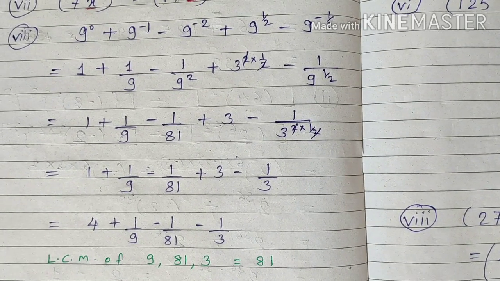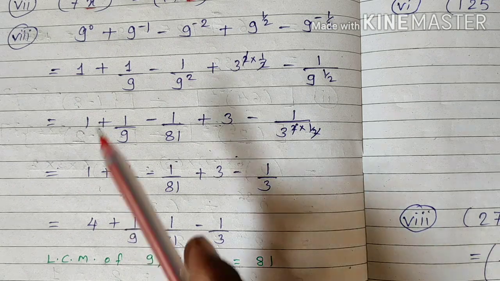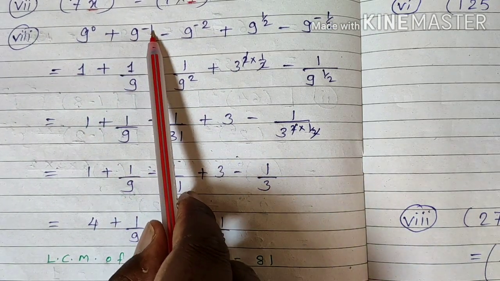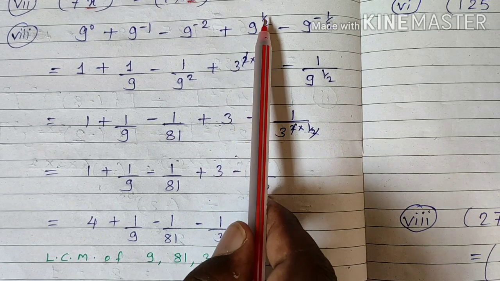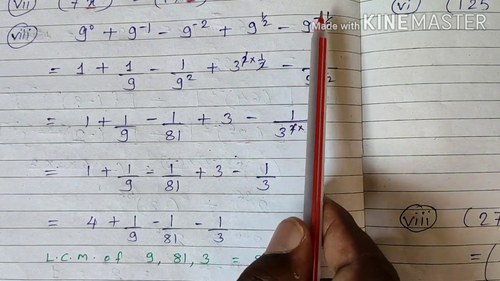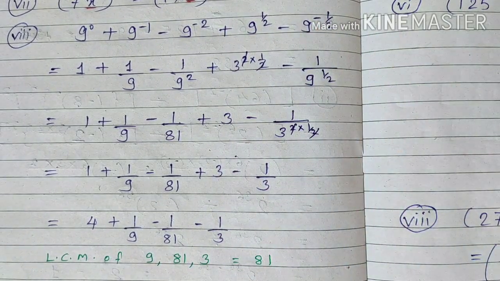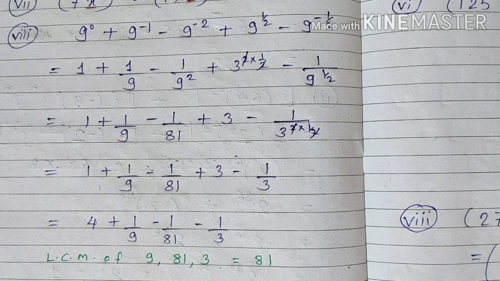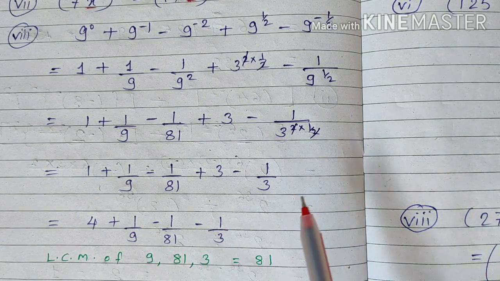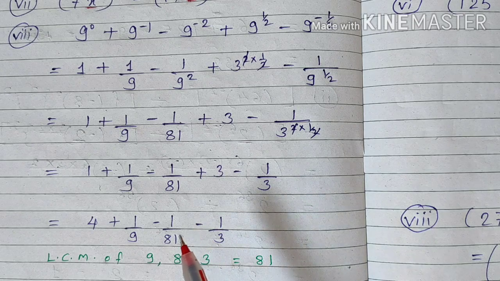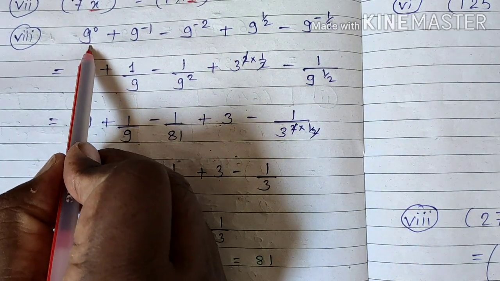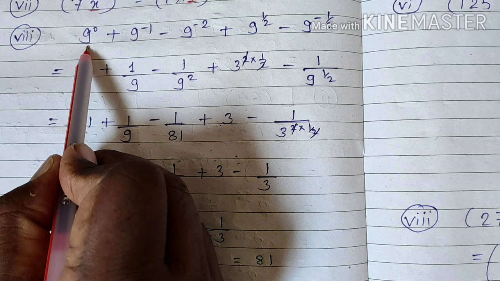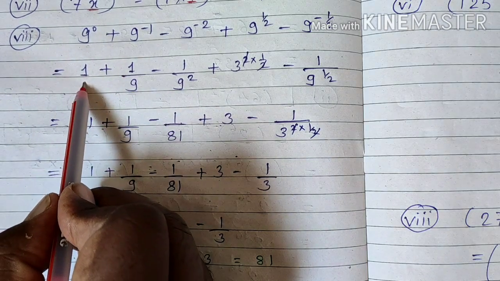Next is the 8th one. 9 raised to 0 plus 9 raised to minus 1 minus 9 raised to minus 2 plus 9 raised to 1 by 2 minus 9 raised to minus 1 by 2. Okay. So in this question, first make the negative powers as the positive powers. And we also know that anything raised to 0 is 1. Therefore 9 raised to 0 becomes 1.